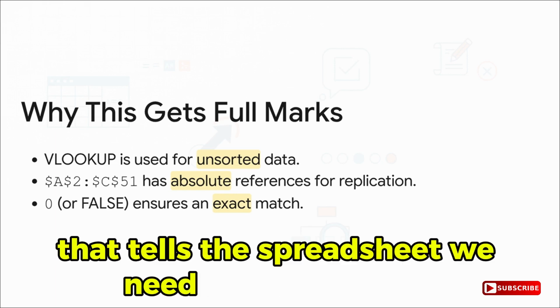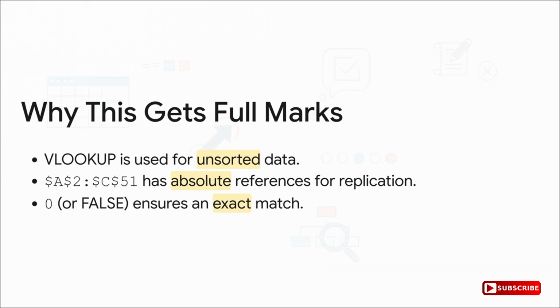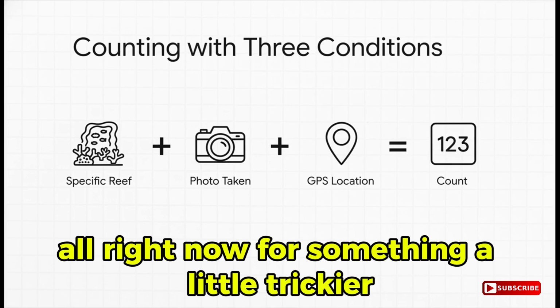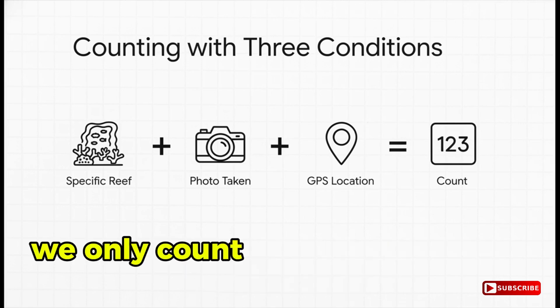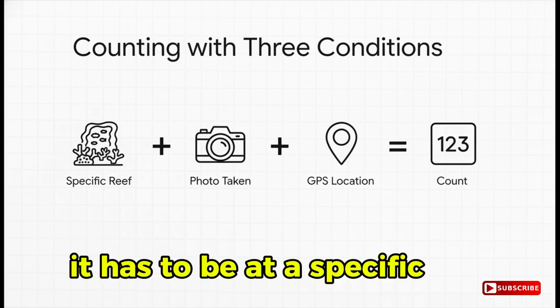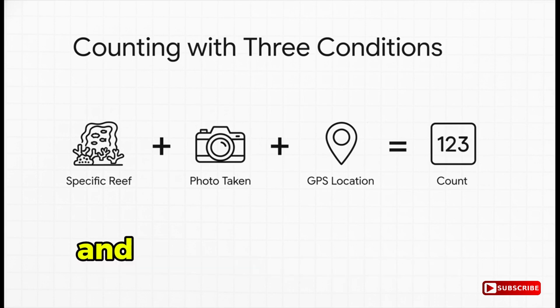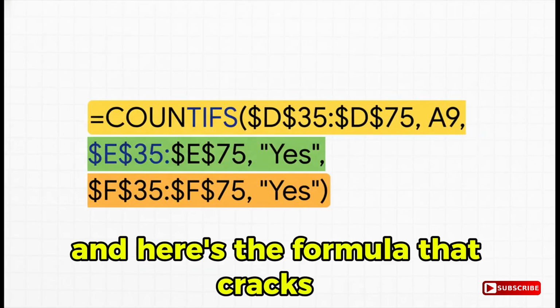That tells the spreadsheet we need an exact match, which is absolutely essential when your data isn't sorted. All right, now for something a little trickier. The next part asks us to count something, but there's a catch. We only count it if it meets 3 different conditions. It has to be at a specific reef, it needs to have a photo, and it needs to have a GPS location. And here's the formula that cracks it.